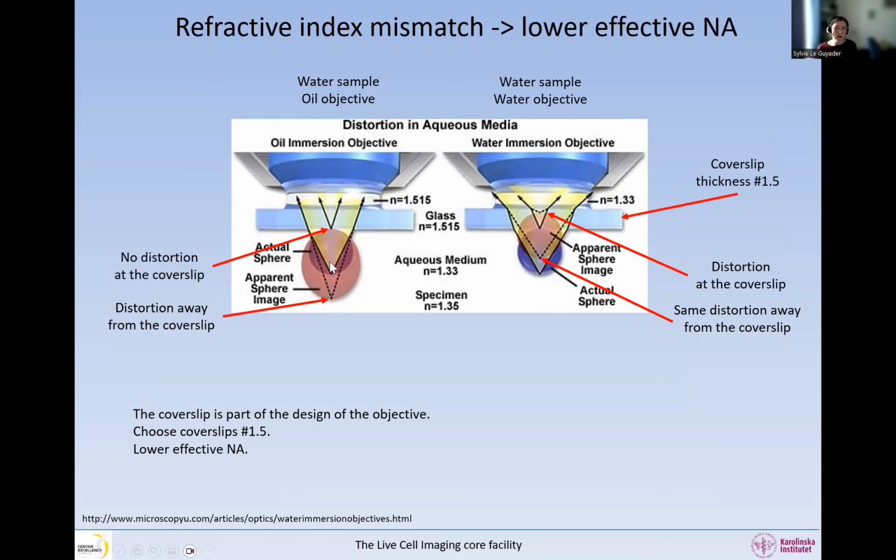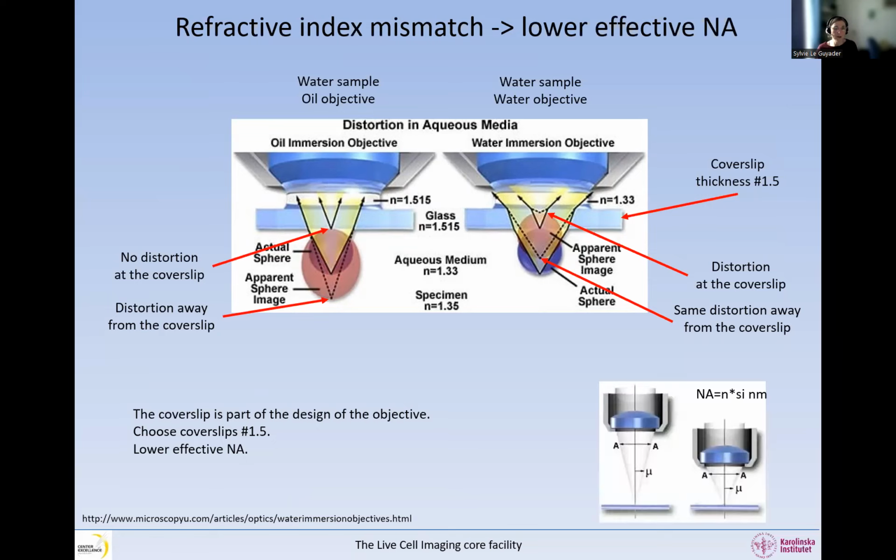Make sure that you match the refraction indices of your sample and your objective. Otherwise, you may artificially lower the numerical aperture of your objective. And I remind you that the numerical aperture is a combination of the angle here and the refraction index of the immersion medium of the objective. We multiply them. So we end up with a smaller angle and therefore a lower effective numerical aperture.